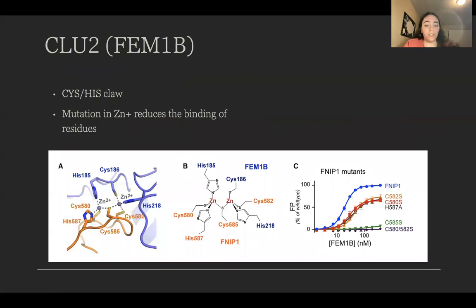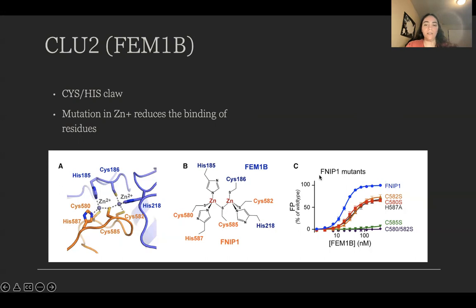So in these images, Fem1b is in blue and FNIP1 is shown in orange. The interaction of these two complexes is presented in the first figure, showing the zinc 2+ attracting them to each other. And this part of the active site is known as the cysteine-histidine claw, because the cysteines and the histidines, through their charges, are attracting the zinc, which is attracting the FNIP1 cysteine and histidines.